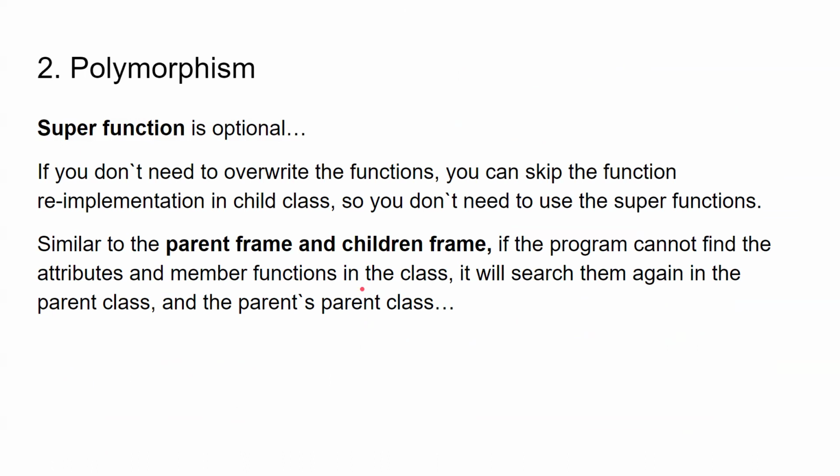This is more like the parent frame and the children frame, which we talked about at the beginning of this course. If the program cannot find the attributes and member functions in the child class, it searches them again in the parent class. And if the parent class also inherits from other classes, you just go back and back until you hit the base class. If you still can't find it in the base class, you report an error. Same as in parent frame, children frame: if you can't find the variable in the children frame, go back to the parent frame, to the base frame, the global frame.